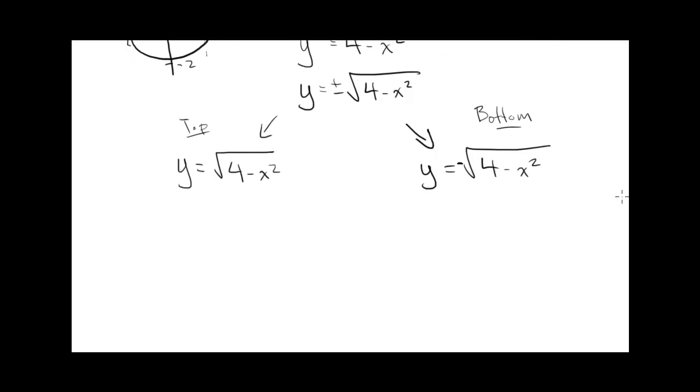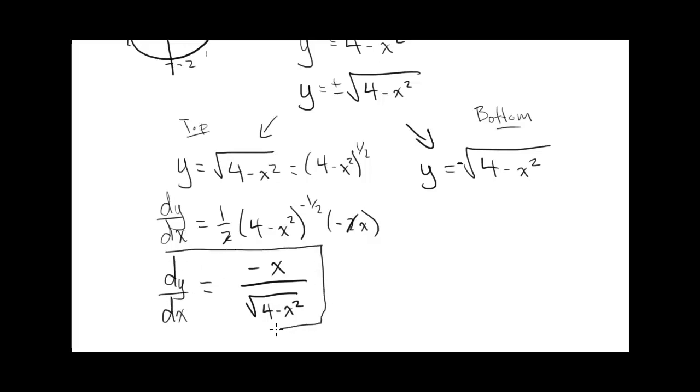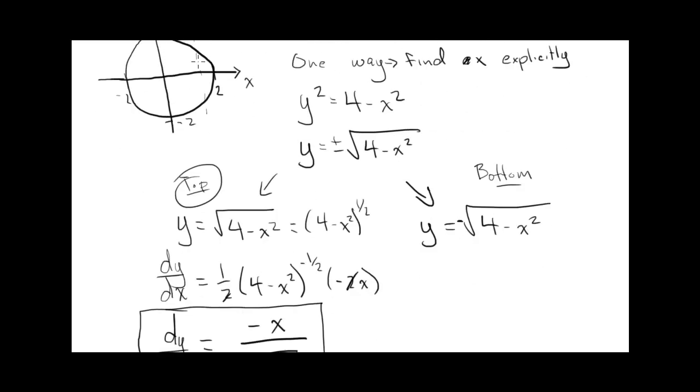And then you want to find the derivative, so dy by dx. So we know that's 4 minus x squared to the half, so 1/2 times 4 minus x squared to the negative half times the derivative of the inside, minus 2x. The 2's reduce, so we'd have minus x over the square root of 4 minus x squared. So that's the derivative of the top of the circle.